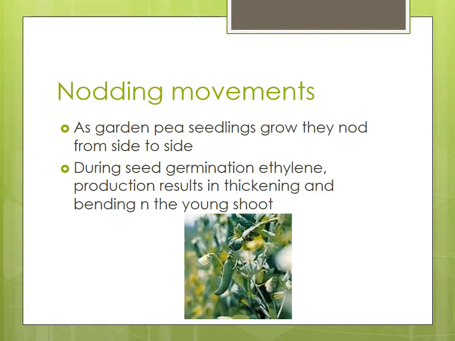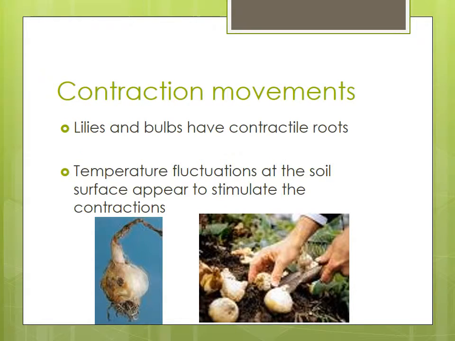Nodding movements, so as a pea shoot is growing, it nods from side to side. And during seed germination, it releases that ethylene gas, and it then results in the thickening and the bending of these shoots here. So the nodding movement is just its response to it growing, so it looks like it's nodding up and down.